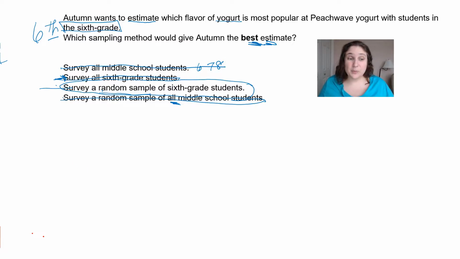So the answer to this one would be survey a random sample of 6th grade students. And the reason why it's a random sample is because it's asking us for an estimate. And because it's an estimate, we don't have to ask every person. We're just doing an estimate. And the reason why it's the 6th grade versus all of the middle school is because Autumn only cares about 6th grade. So why would we collect information from other data points?